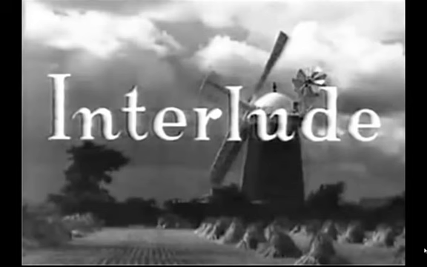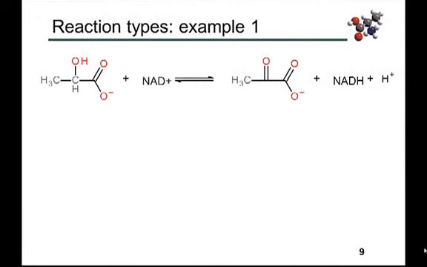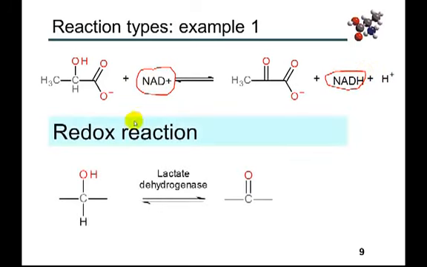Okay, we'll have a short interlude, a very short interlude. Here's example 1. Now, you probably spotted straight away there's NAD there, which has been reduced to NAD+, suggesting this is a redox process, and it is indeed.